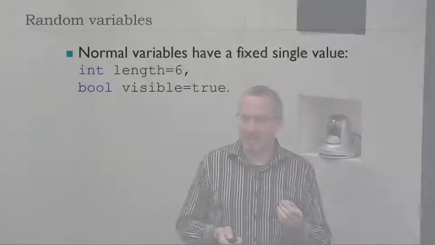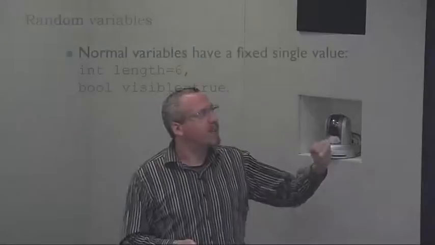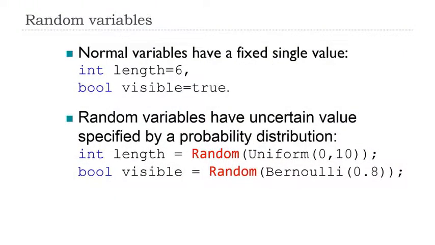So let me just dive into more precisely what we're adding to C# to make it probabilistic. As you've seen, we have random variables. All the variables you'll ever have worked with in your programs have a fixed single value. An integer had length of 6, or a Boolean variable was true. And what we're adding now is the ability to go beyond fixed single values to uncertain values. So an integer may be uniform between 0 and 10, or a Boolean may be true with probability of 80%. The tilde just means is distributed as.